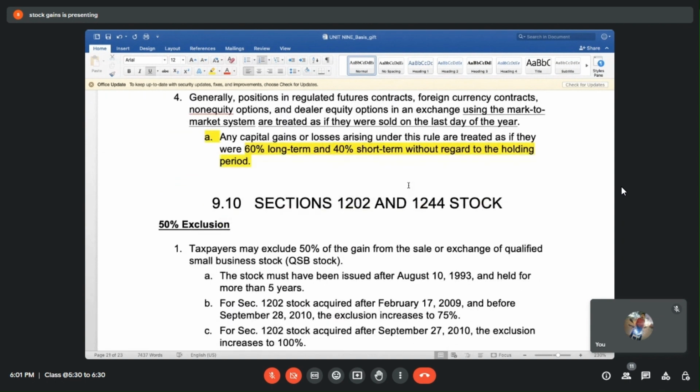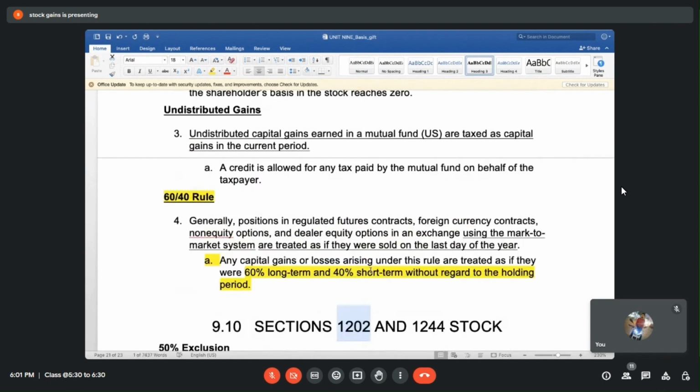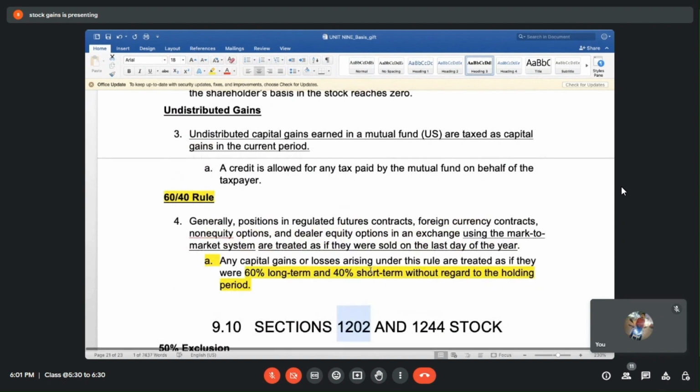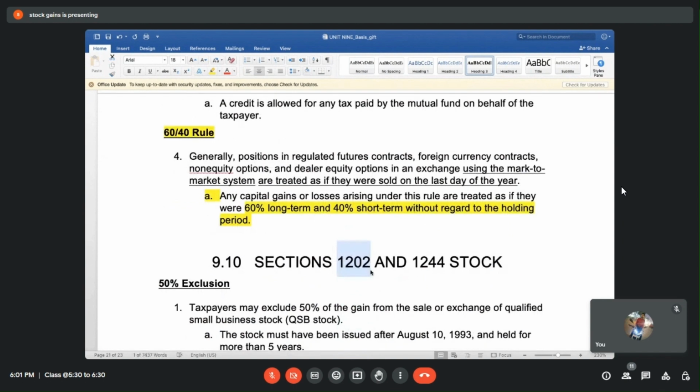Sorry. So let's look into the last section of this chapter, section 1202 and 1244 stock. Does anyone remember what 1202 is? We have gone through that before. Anyone? Qualified business stocks. Yes, qualified small business stock. QSBS.